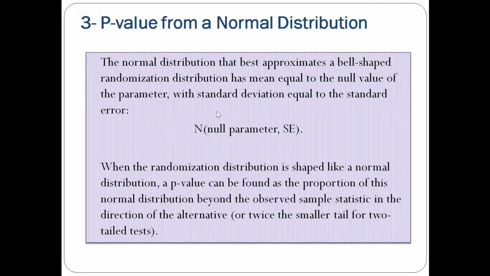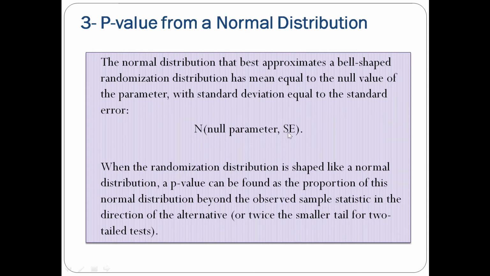So I need you to write this one down. This is a very important part of this section, which is the relationship between the p-value and the normal distribution. The normal distribution that best approximates a bell-shaped randomization distribution has a mean equal to the null value of the parameter. So when we are looking at the randomization, we can write it as N because most of the time it's going to be a normal distribution. It is centered around the null and has a standard deviation that is equal to the standard error.